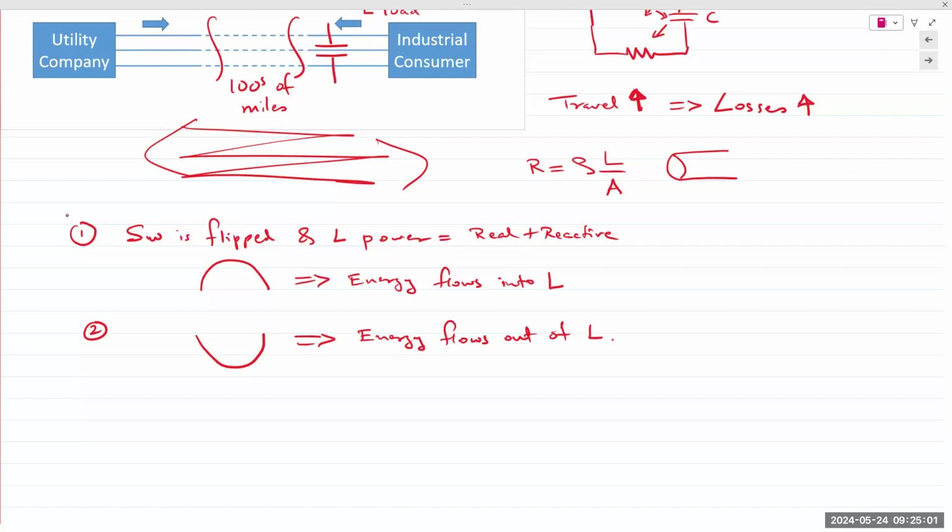but instead of traveling all the way back to the source, we now place a capacitor in front. So the capacitor absorbs the stored inductive energy.